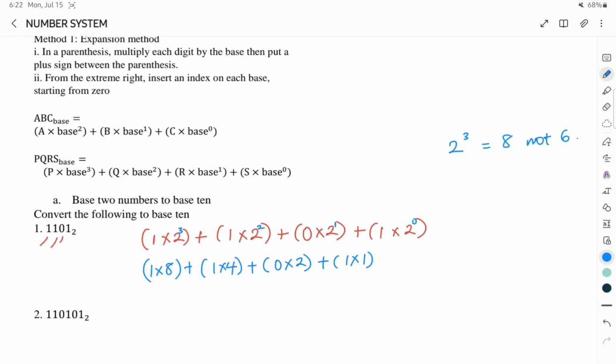You are multiplying 2 by itself 3 times. So if we have 2 raised to power 5, you are multiplying 2 by itself in 5 places. Please take note of that. Let's proceed with our solution.